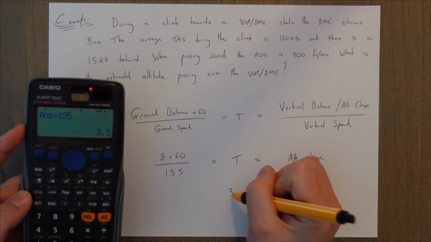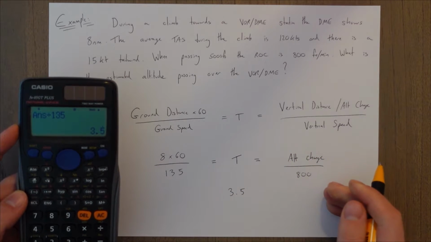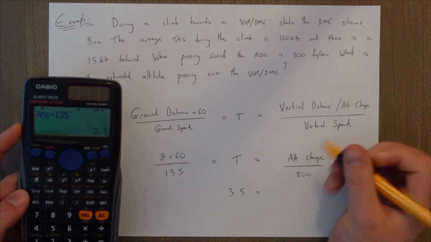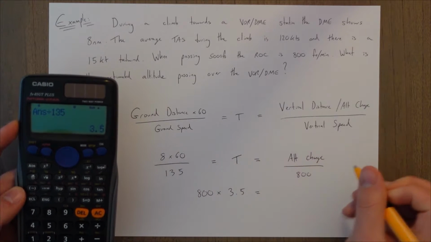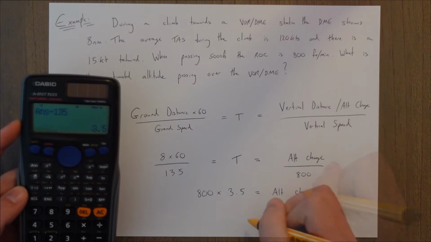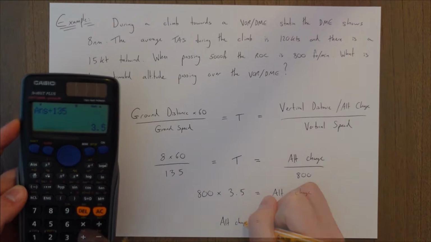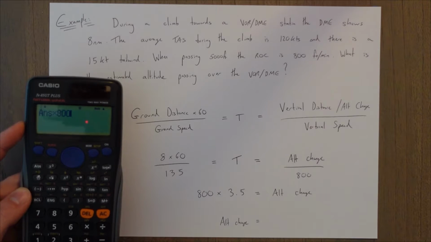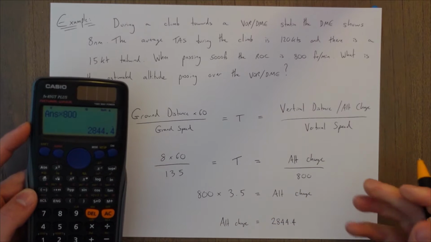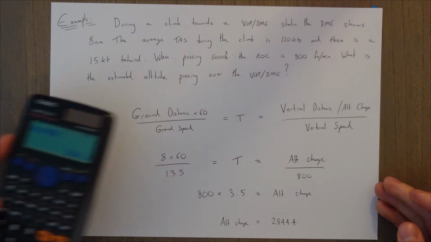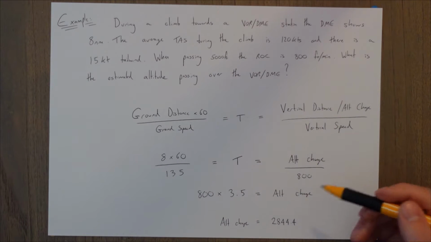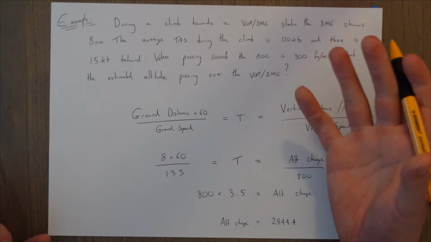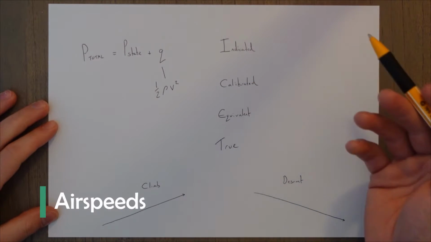So time equals 3.5, or 3 minutes 30 seconds, and that will be multiplied by 800 to find the altitude change. So 800 multiplied by that gives us the alt change, and the alt change will then equal 3.5 times 800 for an answer of 2844.4. So that's the alt change, but we're actually looking for the altitude passing overhead the VORDME. So we simply add that on to 5,000, and the answer would be 7,844.